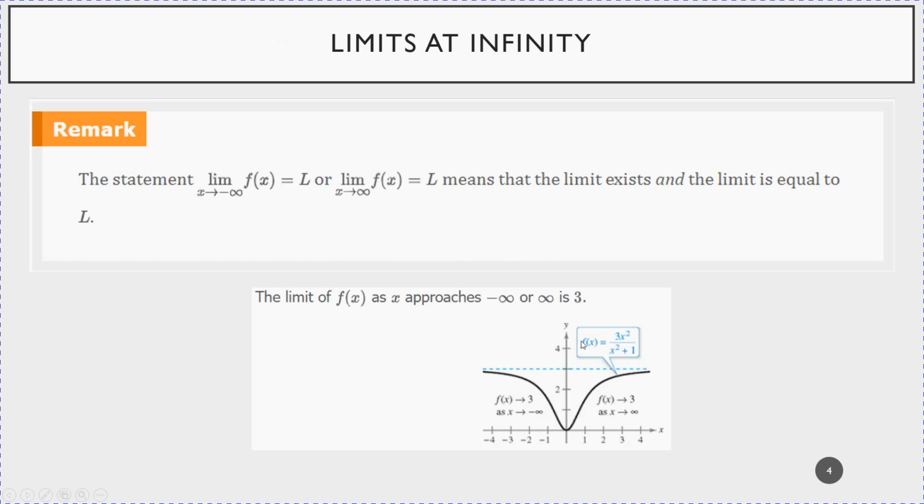Now it's important to note that you can have situations where the limit as x goes to negative infinity might exist, but then the limit as x goes to infinity might not exist. You're still going to have a horizontal asymptote if any one of these limits exists, if either one exists.